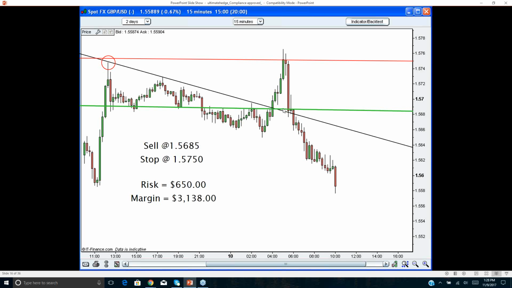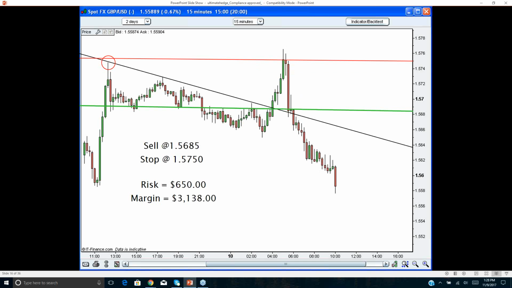But instead of me being able to take advantage of this down move that I properly predicted, it popped up here against me and hit my stop. I lost $650. I'm down $650. Then it comes all the way down here, and you're just ticked off. Yes? Say yes. You all know you've been there. You all know what happens, right?